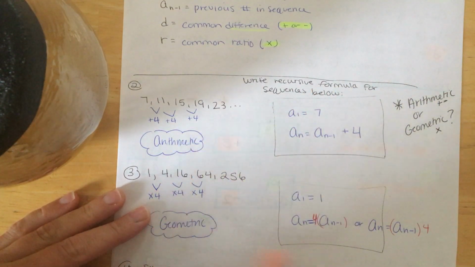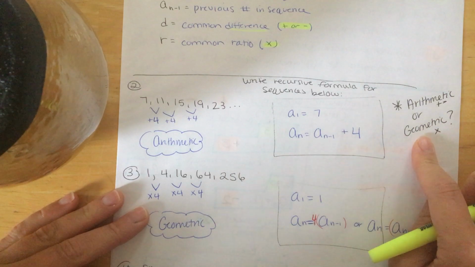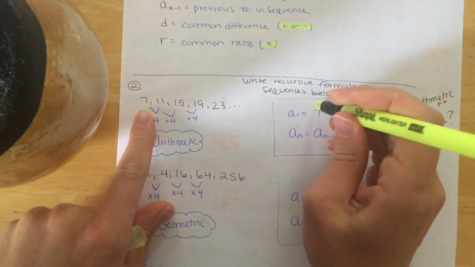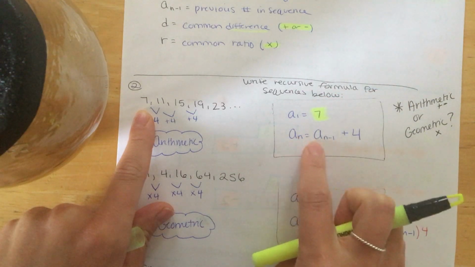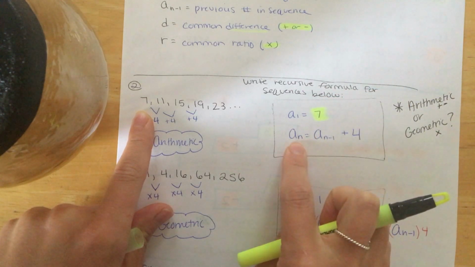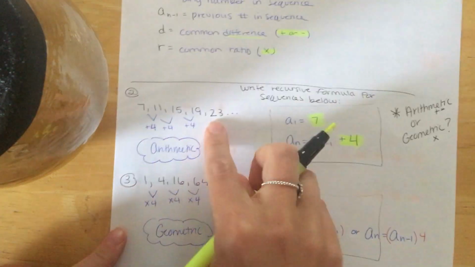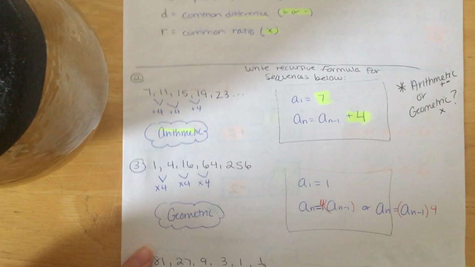I wrote down some extra stuff. I wrote down, is it arithmetic or geometric? But for this one, your A1 is 7. Make sure you define that. And then, so make sure you have your 7. And then your A of n equals A sub n minus 1. So any number in the sequence is equal to the previous number plus 4. Okay, because these are going up by plus 4. So that would make it arithmetic.